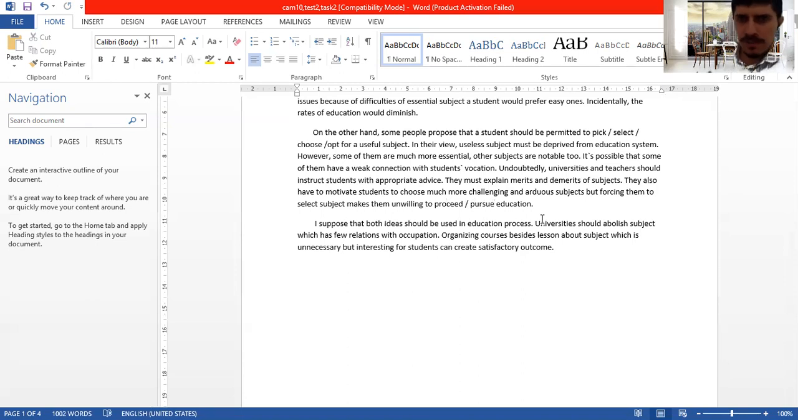Suppose that both sides should be used in the education process. Universities should abolish which subject? That subject is that which has few relations with occupation. Organizing courses besides lessons about subjects which are unnecessary but interesting for students can create satisfactory outcomes.